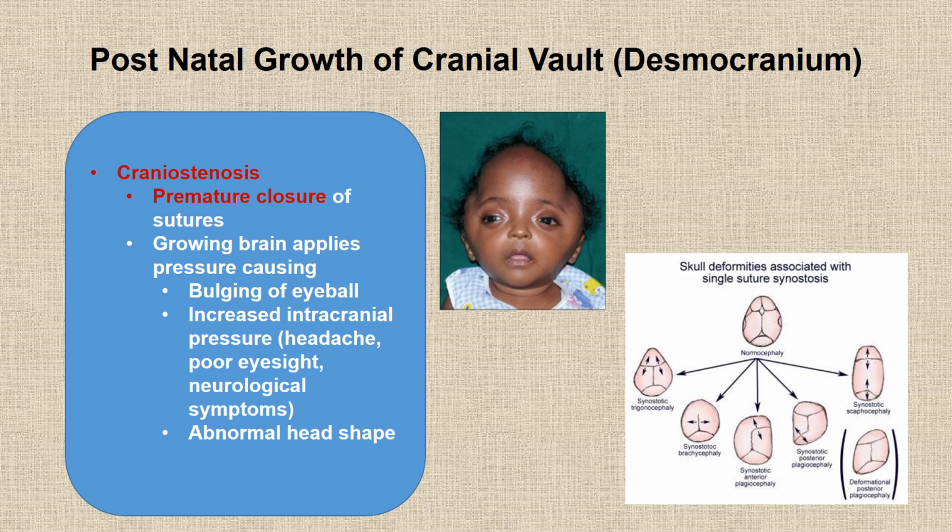Now, what happens if the sutures are prematurely closed? When the sutures are prematurely closed, it gives rise to a condition known as craniostenosis, and the growing brain applies pressure, causing bulging of the eyeball, increased intracranial pressure leading to headaches, poor eyesight, and neurological symptoms. And it also results in the child having an abnormal head shape.